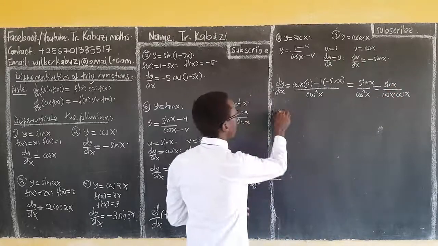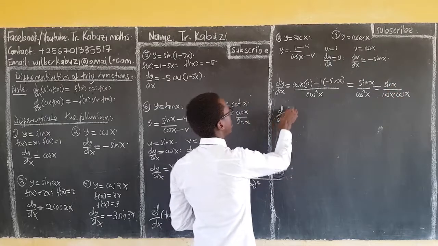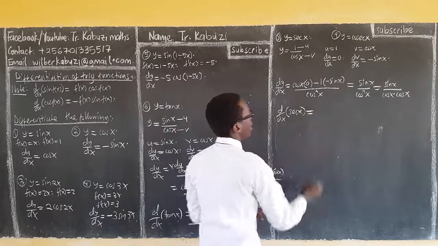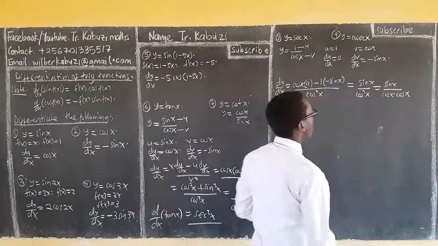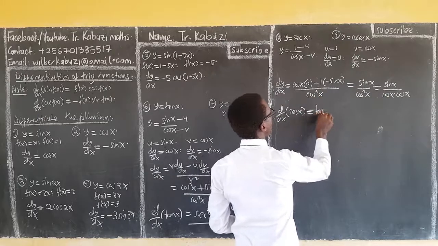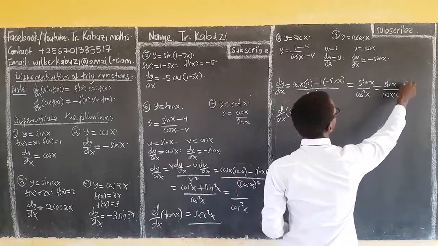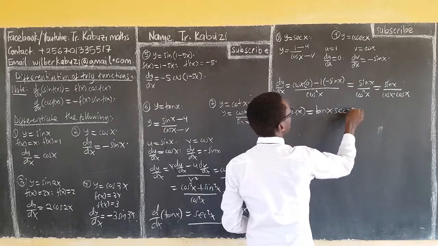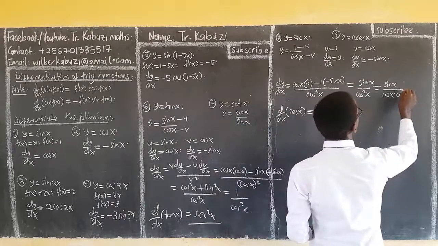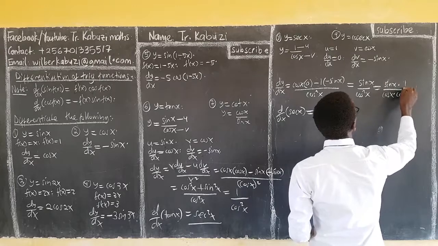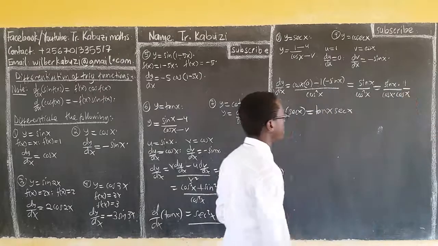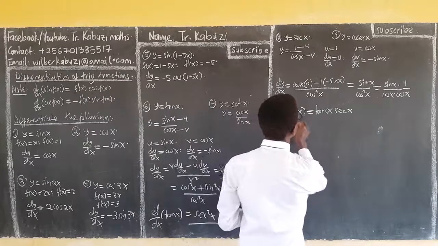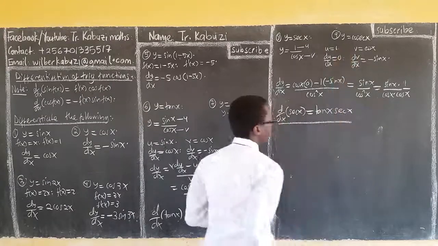So now from here, dy dx of my y, which was sec x, is going to be sine over cos, that is tan x, times 1 over cos, which is going to be sec x. And that's how we differentiate that. So meaning you can handle now the other one.